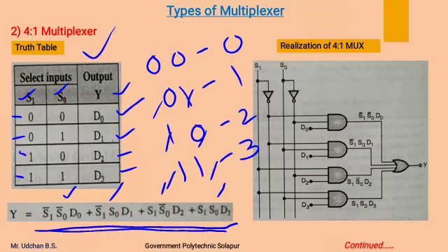The same is realized over here to get a final output using basic gates: AND gate, NOT gate, and OR gate. You can observe this diagram as per this Boolean expression for 4:1 multiplexer.